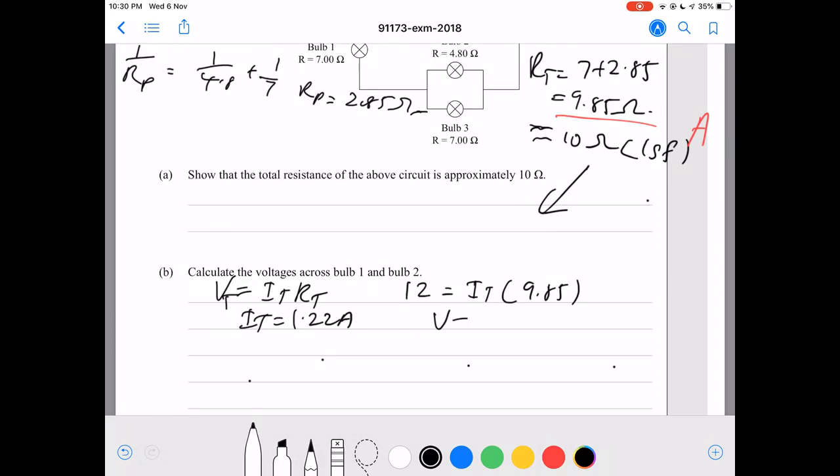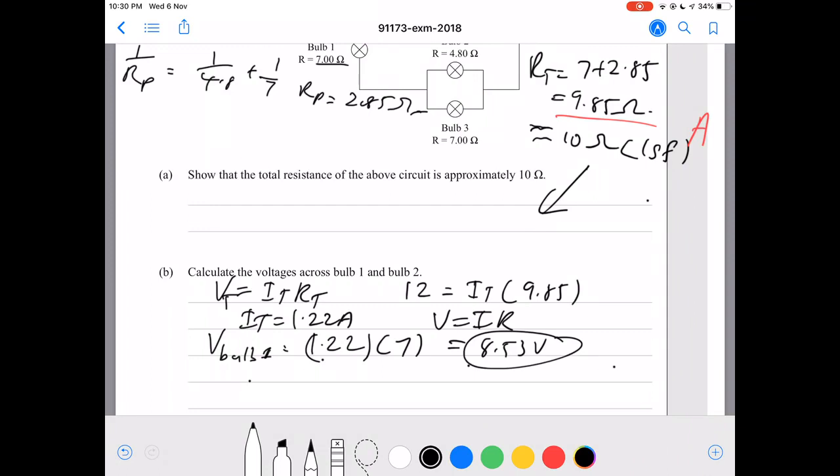We know that V equals IR, and we have the resistance of bulb 1, so we can find the voltage used by bulb 1. The voltage of bulb 1 equals 1.22 times the resistance, which is 7, and that should give us the answer of 8.53 volts. Coming back to the point that the total voltage equals the voltage used by the series circuit plus the voltage used by the parallel circuit, the voltage used by the series circuit is 8.53 volts.